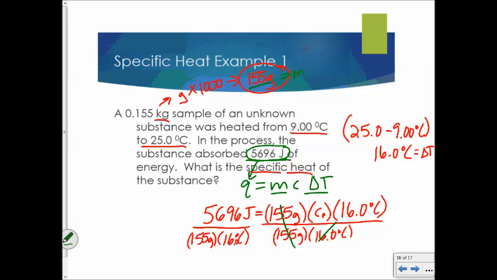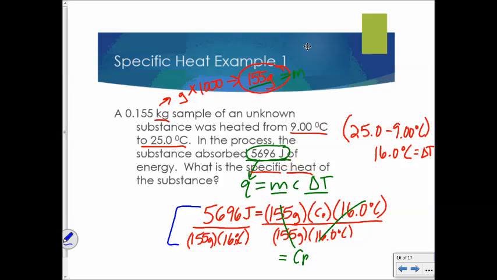This will cancel, and guess what? Cp is by itself now. Look, now all we have to do is plug this into our calculator and get our answer. Just trying to show those who need the steps for the algebra. If you already understand the algebra, you can plug and chug away. Yes, because I need to get C by itself. I need to move the other stuff to the other side. So C is my variable that I'm missing, the specific heat.